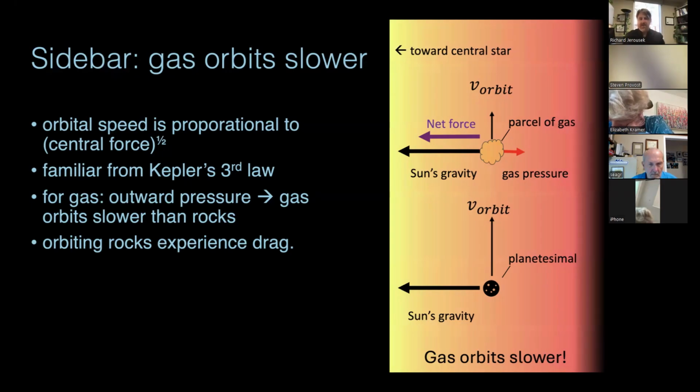And so what's the point of all this? The point is to say that those is acting like a headwind, pushing back on them, trying to slow them down. And in the process of slowing them down, they want to fall inward closer to the sun.